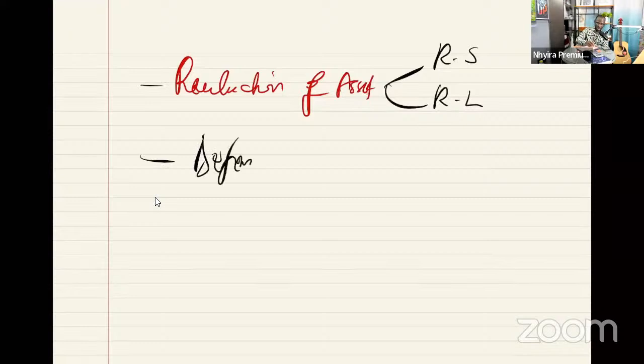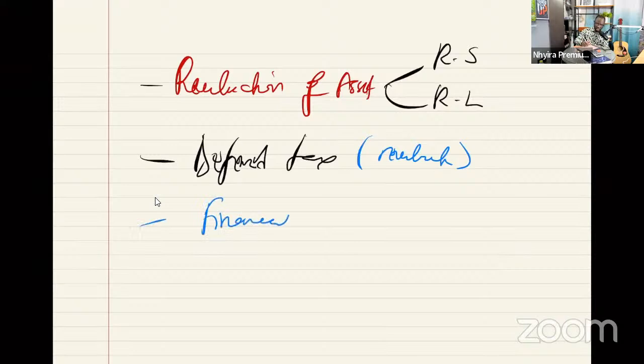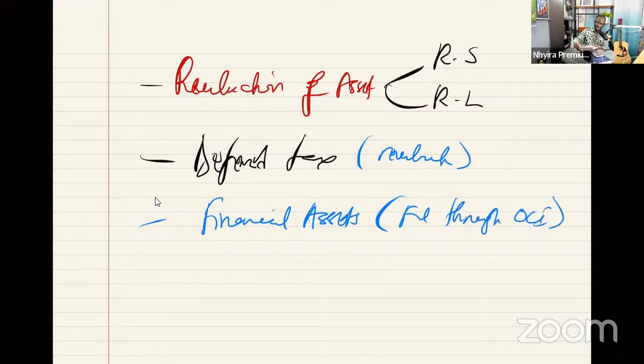Deferred tax can be recognized in OCI. Usually the deferred tax is arising due to revaluation of assets, so deferred tax could also be recognized in the OCI in that particular case. Then financial assets carried at fair value through OCI will also be recognized in OCI. What do you expect? The name is through OCI. So revaluation of assets, deferred tax, financial assets through OCI. Usually these are some of the things that will be there.